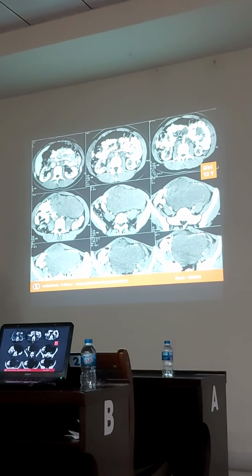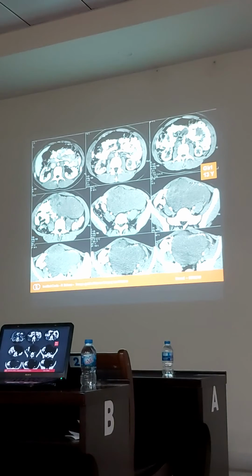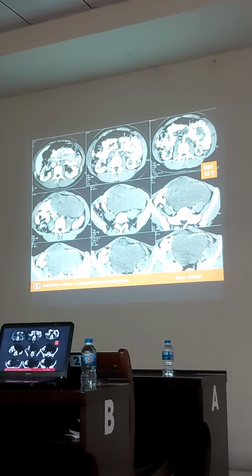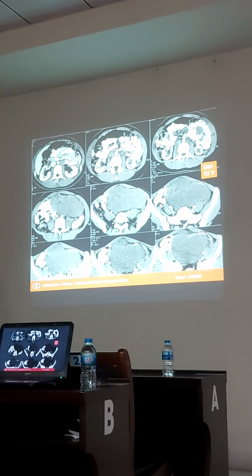And the final case. So it's a 13-year-old girl with an abdominal mass. So I just let you look at the whole pictures and tell me what you think is the best option. What will you do?